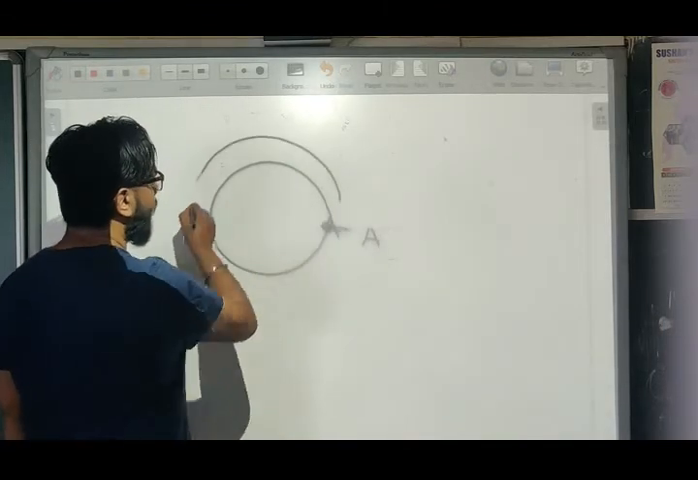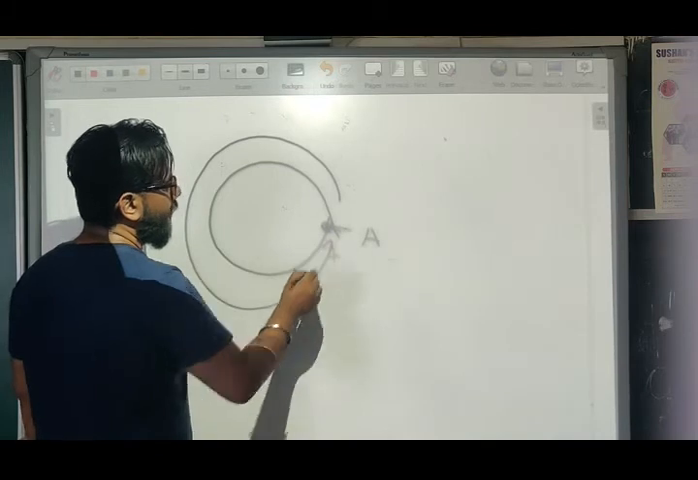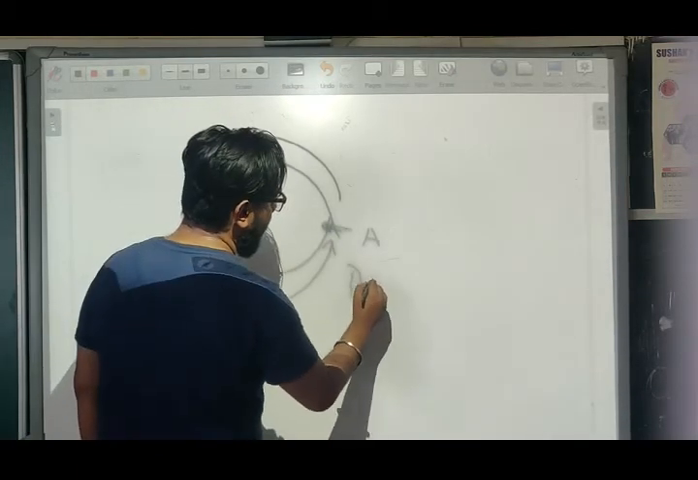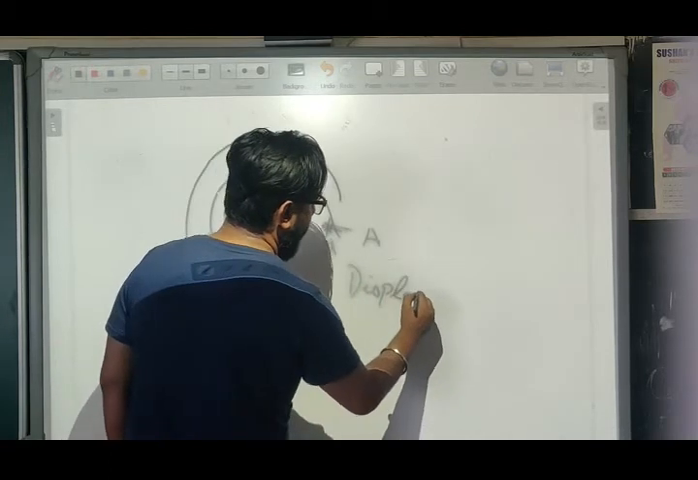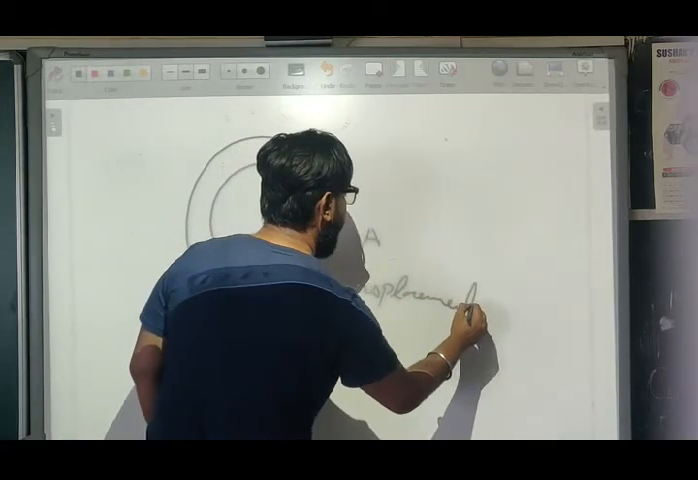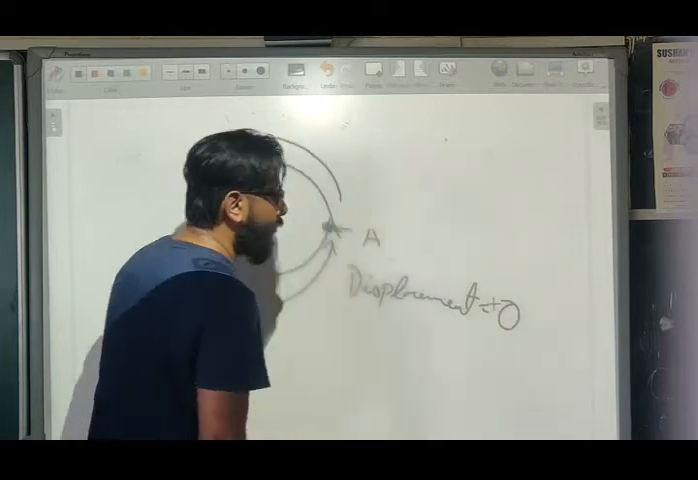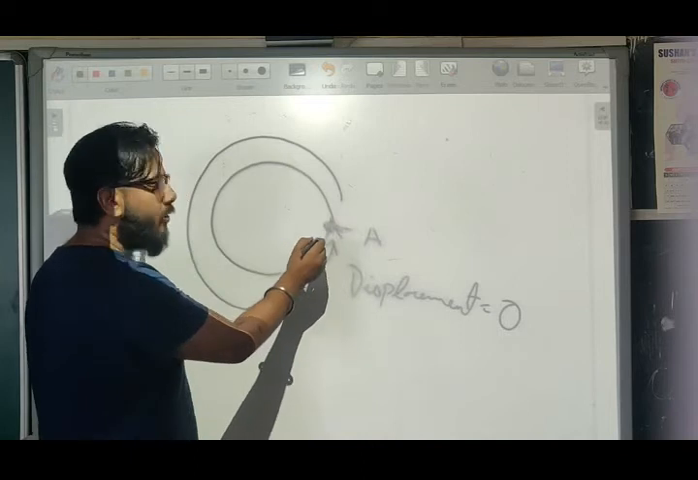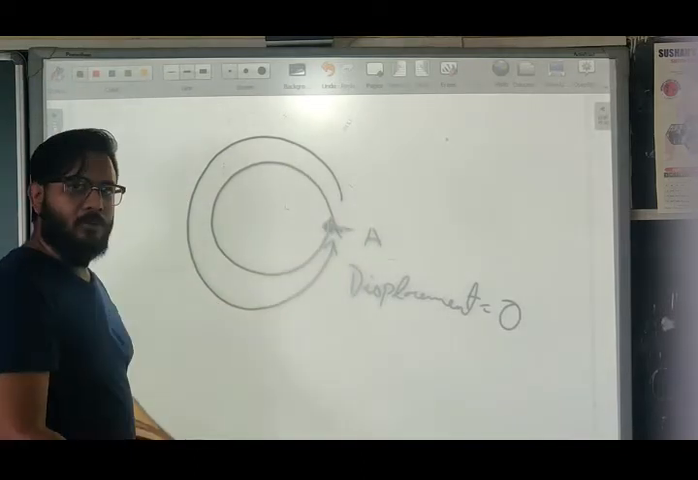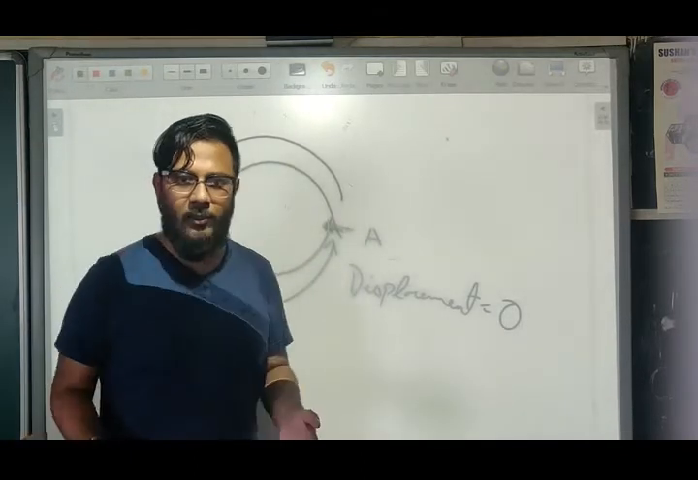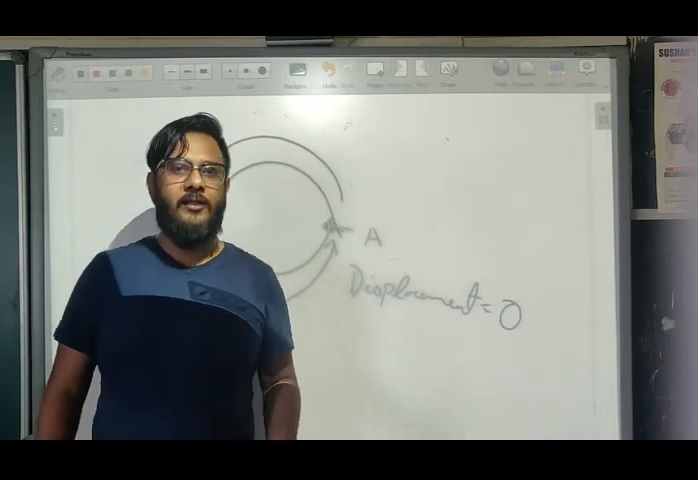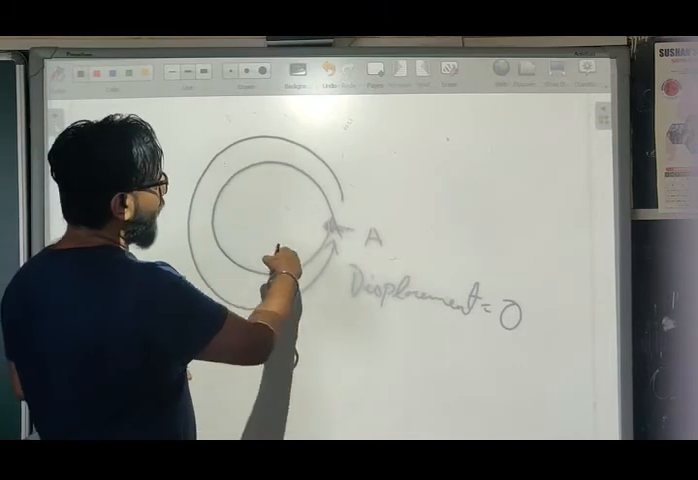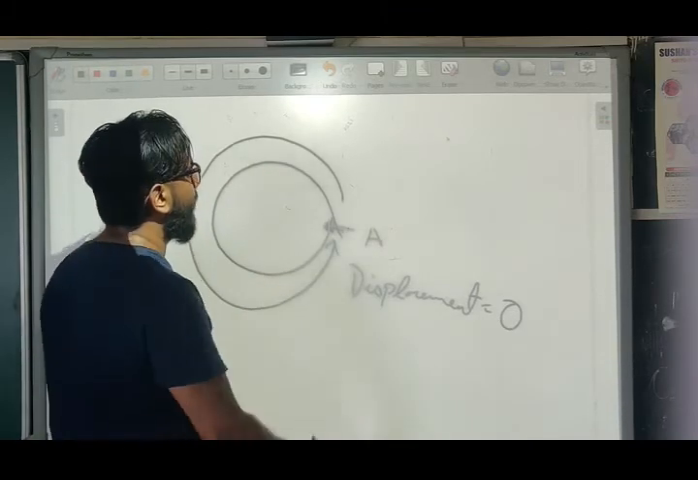Goes around and comes back to the same point. In this scenario, displacement is zero. Why? Because the shortest distance from where he started to where he ended is 0. He is right where he started. So he has not covered anything according to displacement. But the distance will be the overall perimeter of this circular area.